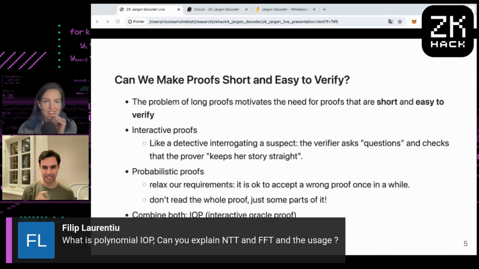Can you explain NTTs and FFTs and the usage? Yes. FFT is many things, but amongst all its uses it is an algorithm that takes a polynomial in its coefficient form and evaluates it over a bunch of different points. Or we could go the other way around. We take the evaluations of a polynomial and go back to its coefficients.